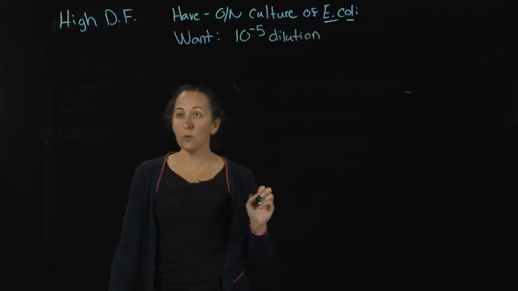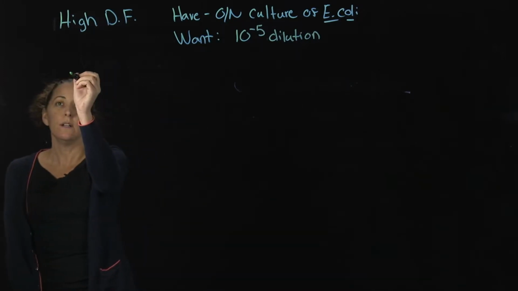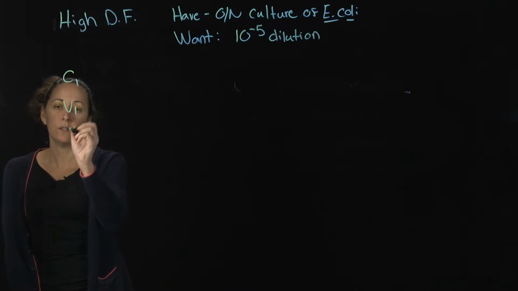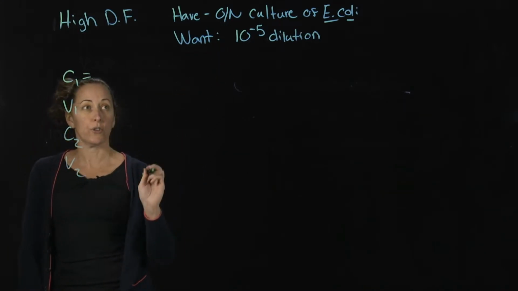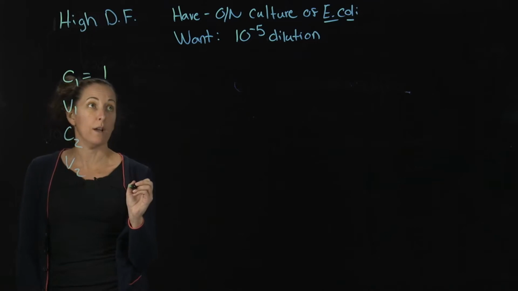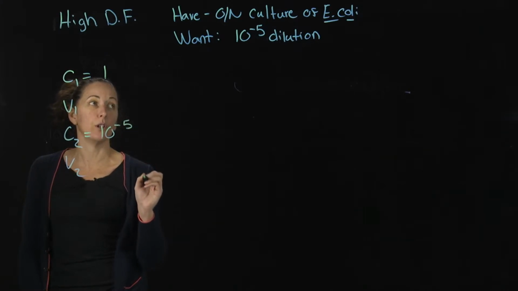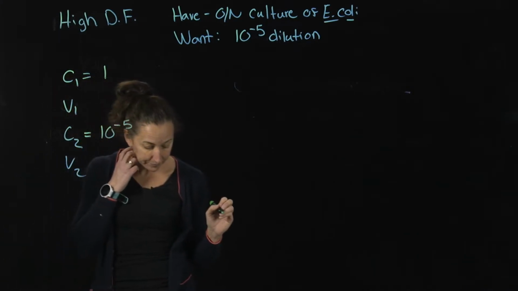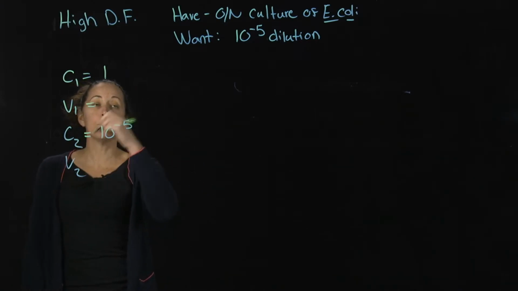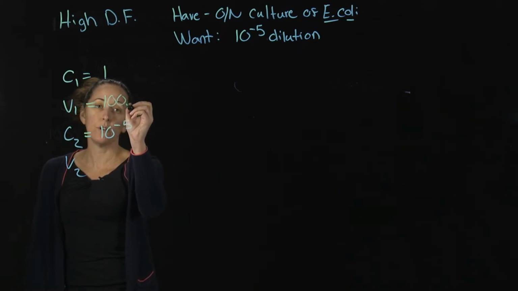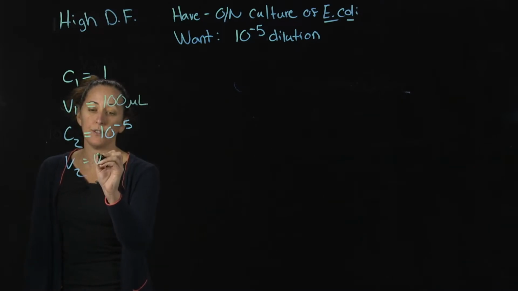So I'm going to show you what happens if we use the C1V1 equals C2V2 formula. So if we do this, C1V1, if we start filling these in, concentration 1 is our overnight culture. We're going to call that a concentration of 1. Our C2 is 10 to the negative 5. We are diluting down to 10 to the negative 5. Our V1, we're going to say we want to pipette out 100 microliters. So it's an easily pipettable volume. And we're going to solve for V2 this time.